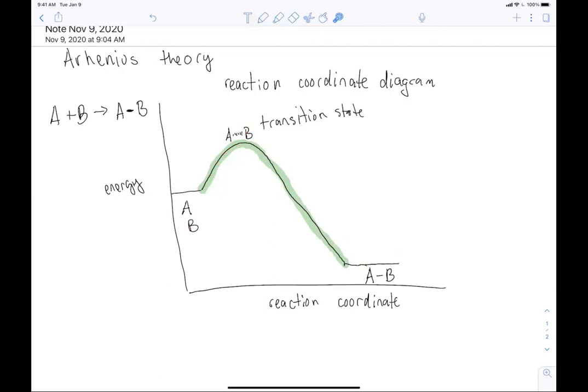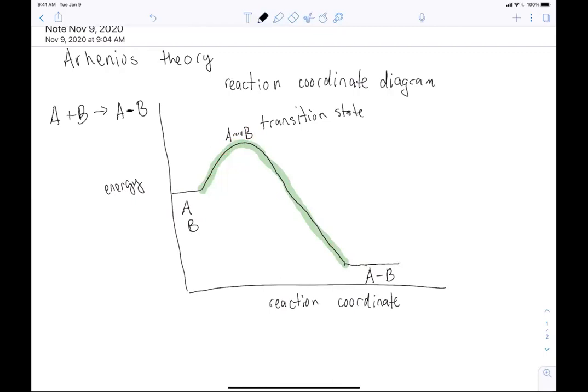And it's this place in the reaction coordinate diagram where you're not really A, you're not really B, you're sort of in between those two things. Like I have this partial bond formed here. So the transition state is this fleeting kind of thing. It doesn't really exist. You can't isolate it. It doesn't exist for any meaningful length of time.